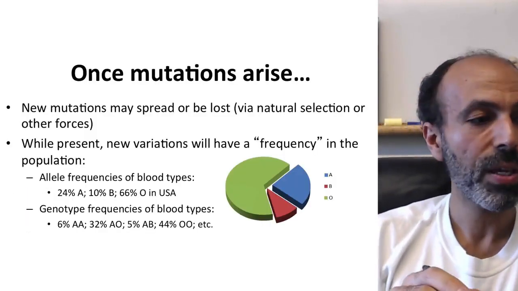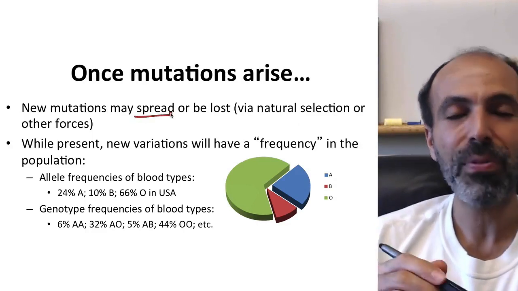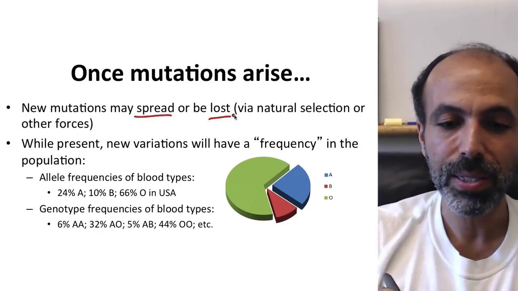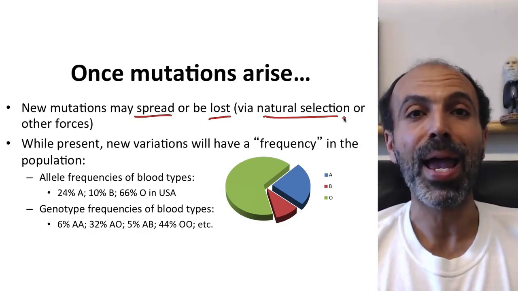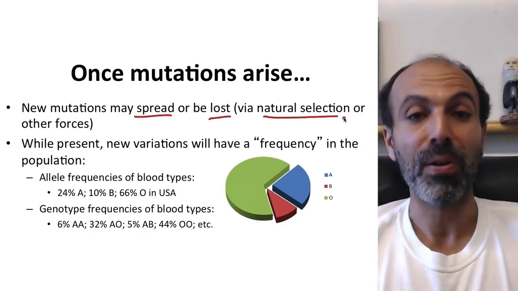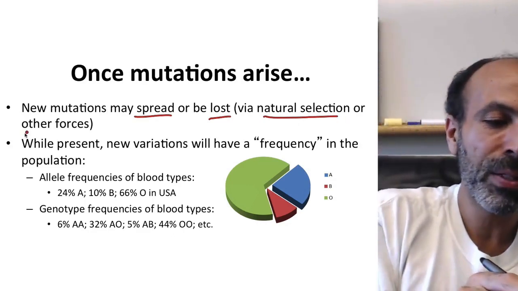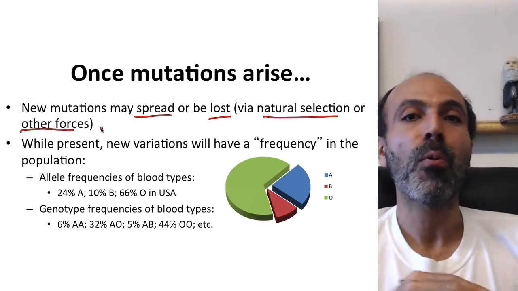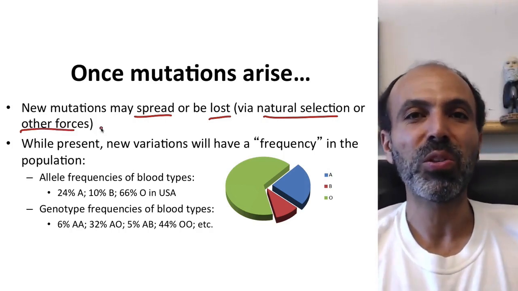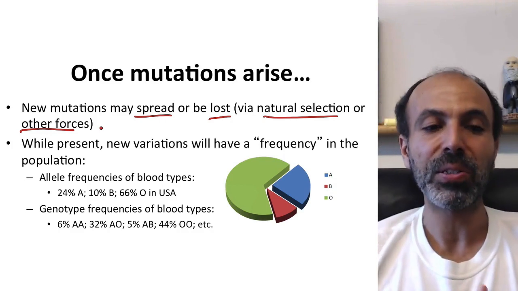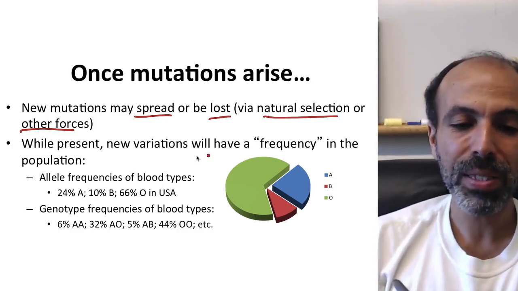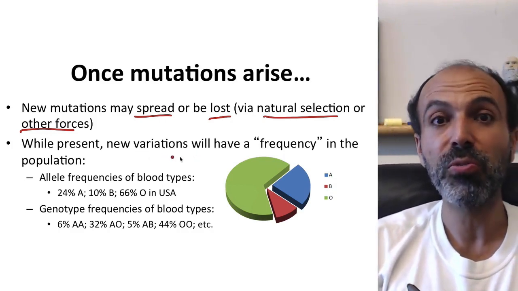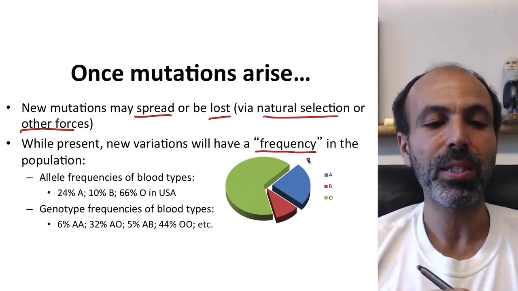Now these new mutations may spread, they may be found in other individuals, they may be lost by natural selection because it's bad. If it causes instant death, obviously it'll be lost very quickly. It may be lost from other forces, it may be lost just from a random event. Again, the individual with a new mutation gets hit by a truck when they're still young.